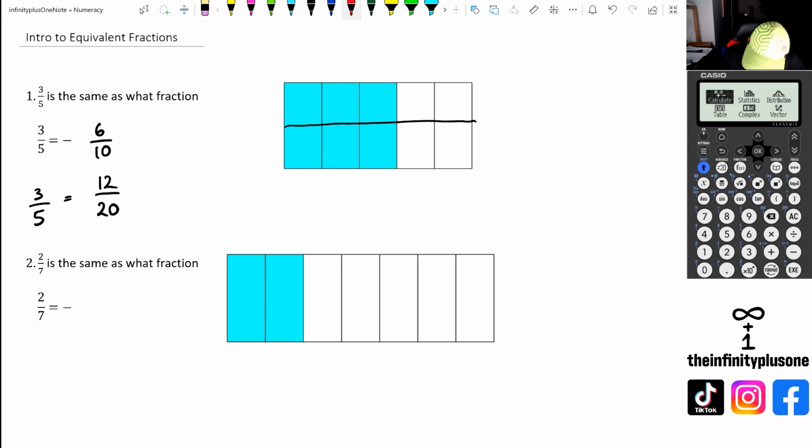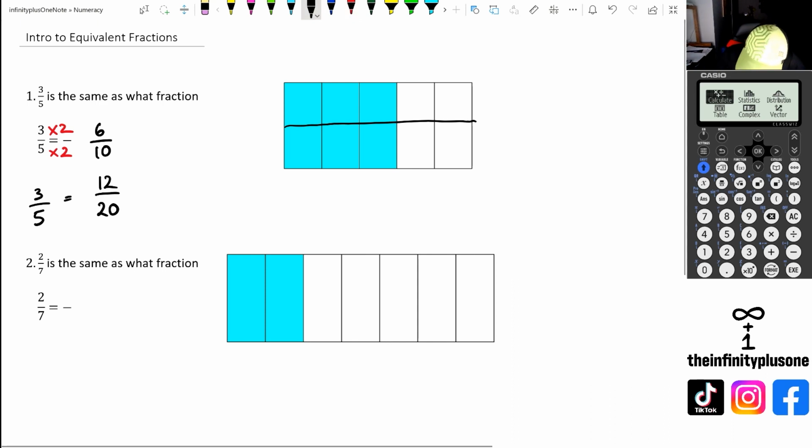But in reality, if you look at the patterns between 3 and 6 and 5 and 10, what's happening is you're multiplying the numerator by 2, and you're also multiplying the denominator by 2. That's because we took our original shape and divided it by 2. So that means we're going to have double the amount of blue parts and double the amount of total parts.